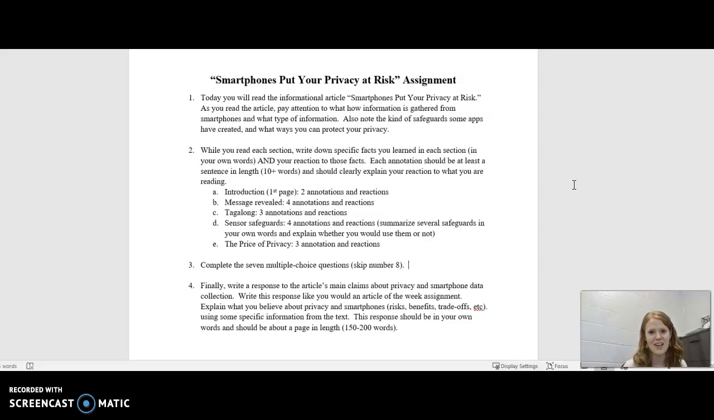I look forward to seeing your thoughts on smartphones, what you think, what you were surprised at with the article, but also whether you think that the trade-off is worth it. Is it worth it to put our privacy at risk to have all these modern day conveniences? I wish that we were here in class to discuss this because I know you guys would have a lot of good things to say, but I do look forward to reading your responses.